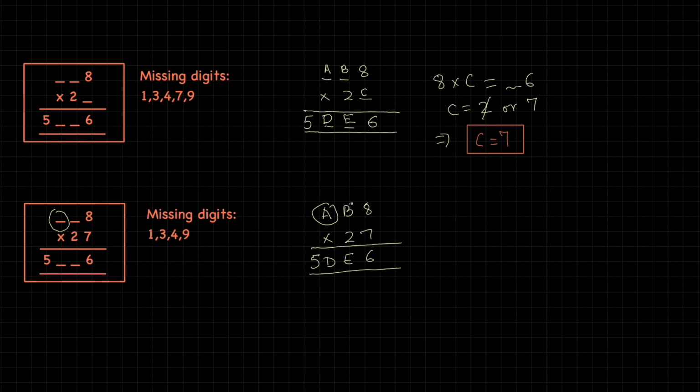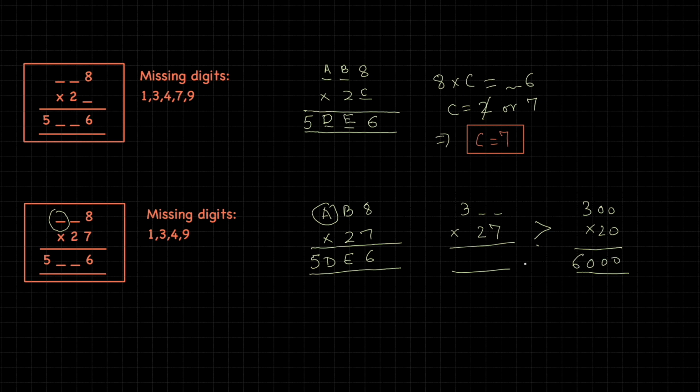But if we look at this number, A B 8, can A be a 3? Let's try 3 something something multiplied by 27. This number will always be greater than 300 times 20 because 300 is less than or equal to the first operand and 20 is less than 27. So we can clearly see this number is at least 6000.